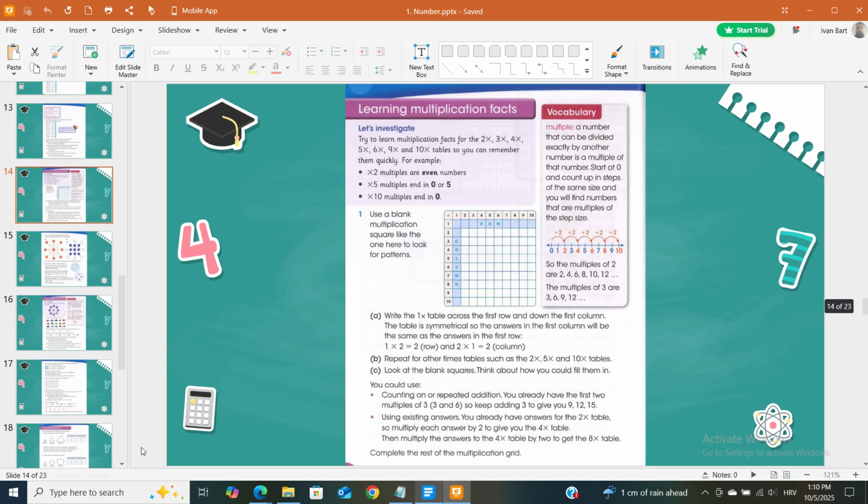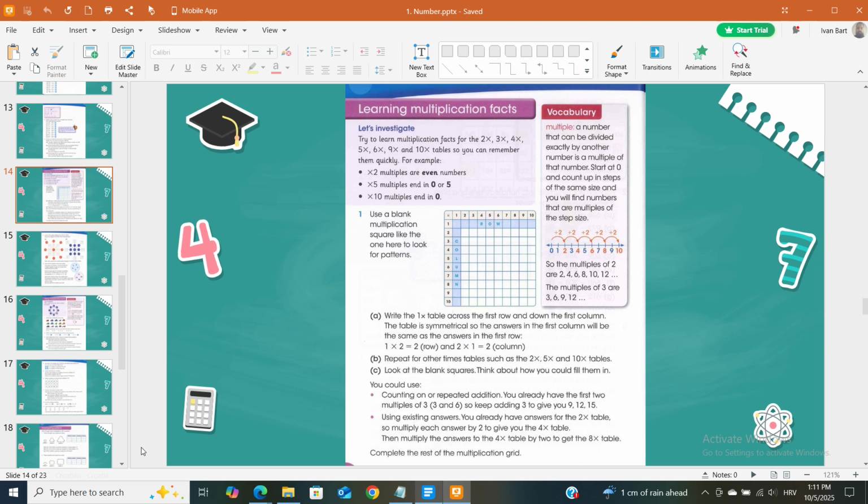Learning multiplication facts. Let's investigate. Try to learn multiplication facts for the 2x, 3x, 4x, 5x, 6x, 9x and 10x tables so you can remember them quickly. For example, x2 multiples are even numbers. x5 multiples end in 0 or 5. x10 multiples end in 0.